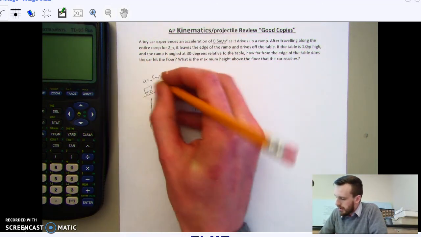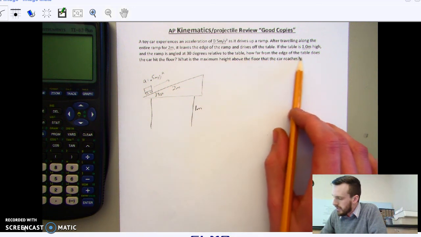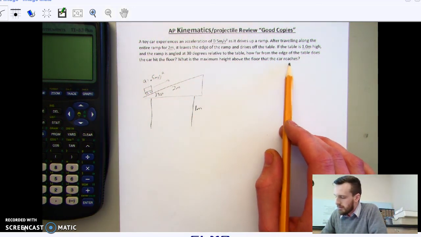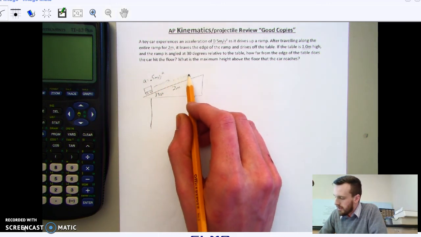and the ramp is angled at 30 degrees relative to the table, how far from the edge of the table does the car hit the floor? What is the maximum height above the floor that the car reaches? So the car is going to start over here at rest. It's going to accelerate, gain speed up the ramp.